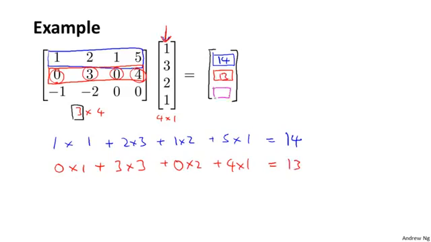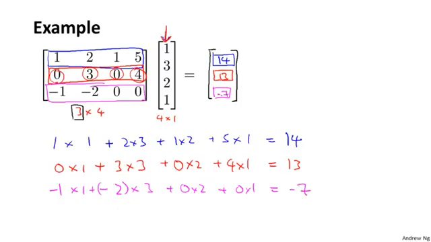And finally, for the last element, I'm going to take this last row. So I have minus 1 times 1, minus 2, or really this is plus negative 2, times 3, plus 0 times 2 plus 0 times 1. And so that's going to be minus 1 minus 6, which is negative 7. Okay, so my final answer is this vector: 14, 13, negative 7. And as promised, the result here is a 3 by 1 matrix. So that's how you multiply a matrix and a vector.